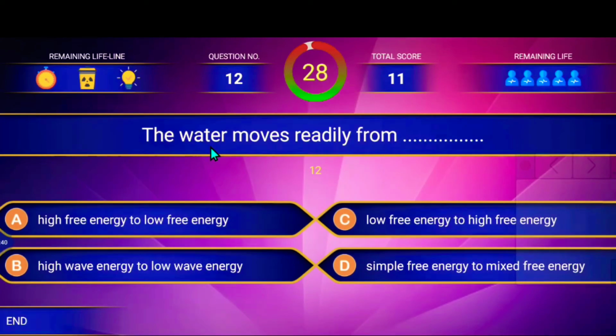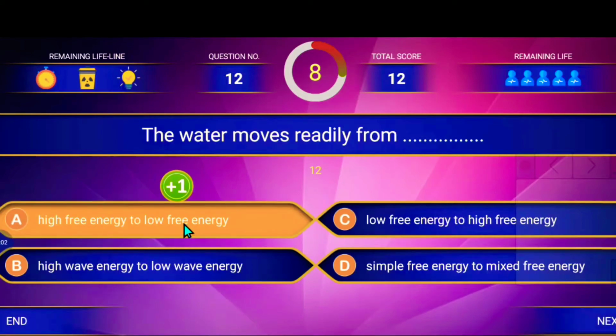The water moves readily from high free energy to low free energy. Second option is high wave energy to low wave energy. Third one is low free energy to high free energy. And the last option is simple free energy to mixed free energy. So the correct option is, the water moves readily from high free energy to the low free energy. Go to the next question.